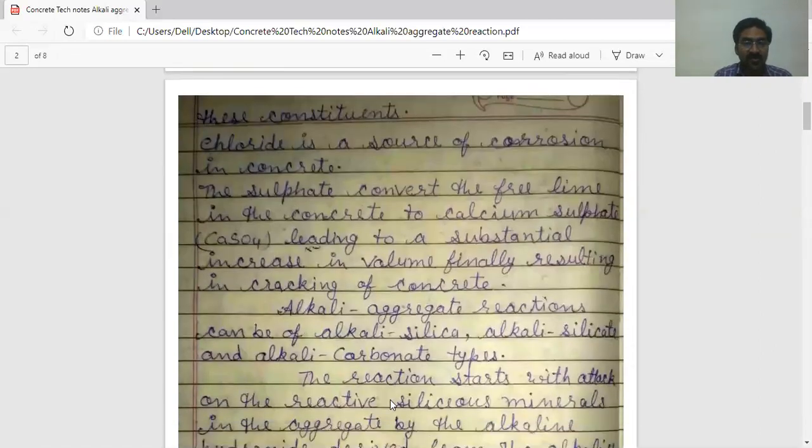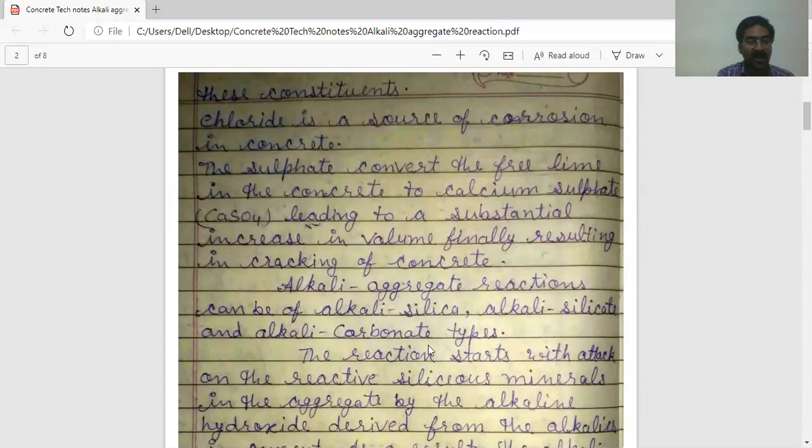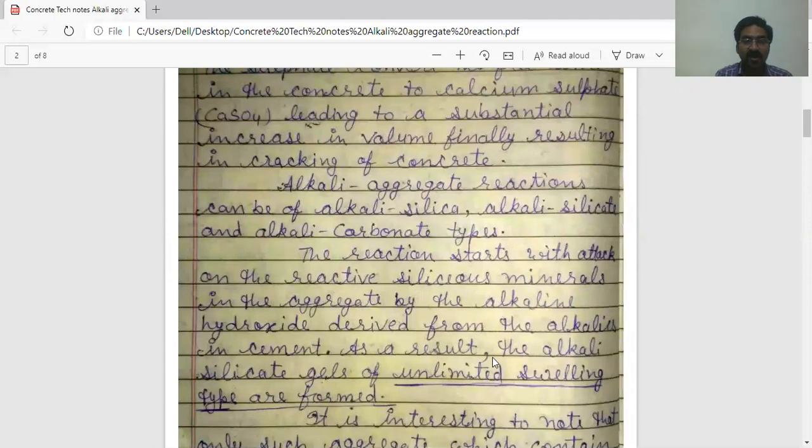Alkali aggregate reactions can be of three types: first, alkali silica; second, alkali silicate; and third, alkali carbonate types. The reactions start with attack on the reactive siliceous minerals in the aggregate by the alkaline hydroxide derived from the alkalis in cement. As a result, alkali silicate gels of unlimited swelling type are formed, with an increase in volume.